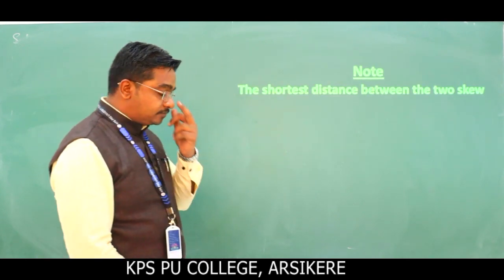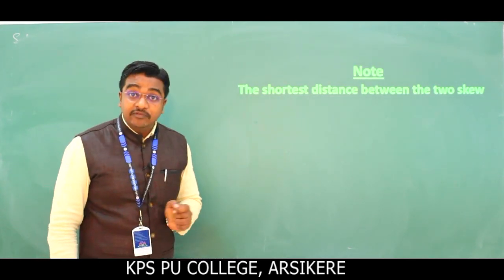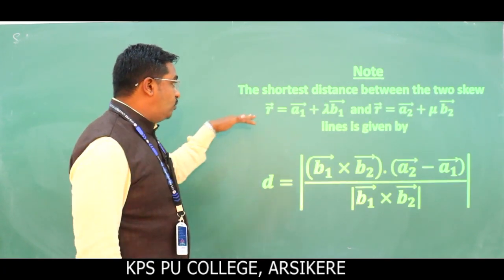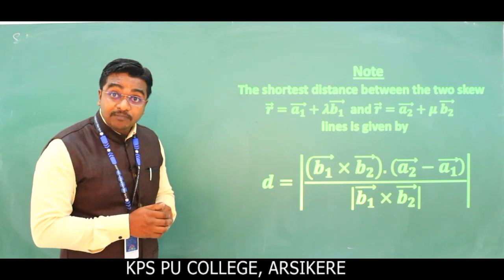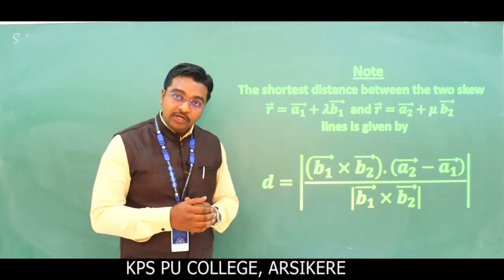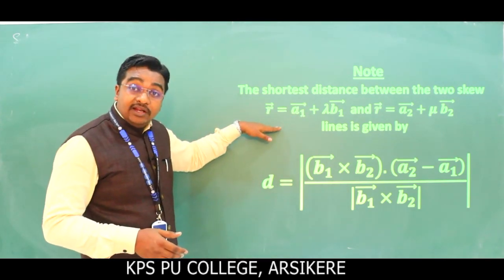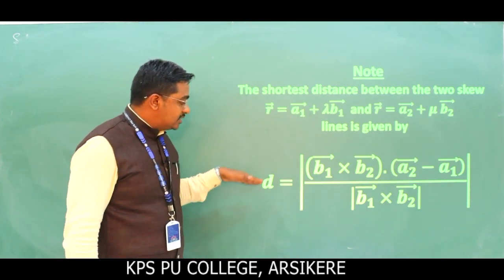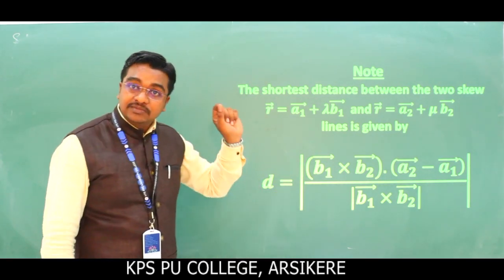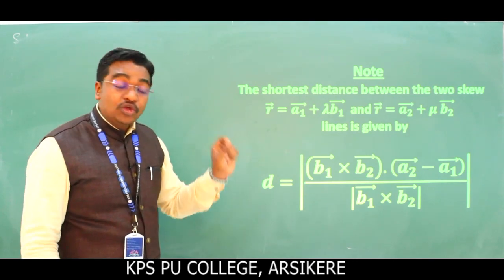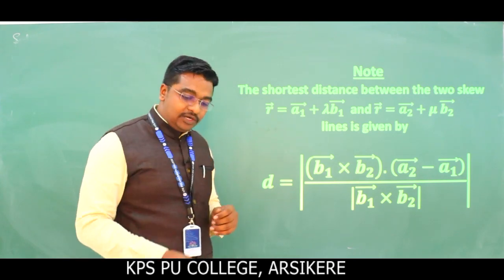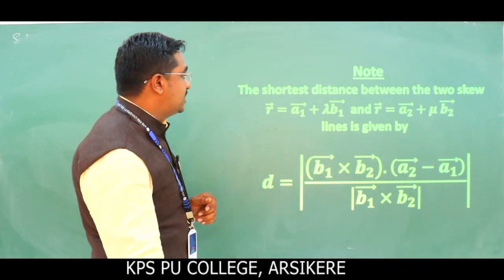Note 1. The shortest distance between the two skew lines. When they are given in vector form, vector r is equal to vector a1 plus lambda into vector b1, and vector r is equal to vector a2 plus mu into b2. These are the vector equations of the given two lines, and the corresponding distance d is equal to modulus of b1 cross b2 dot a2 minus a1, whole divided by modulus of b1 cross b2. Understood?